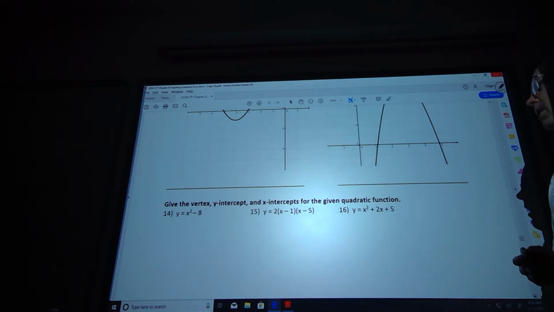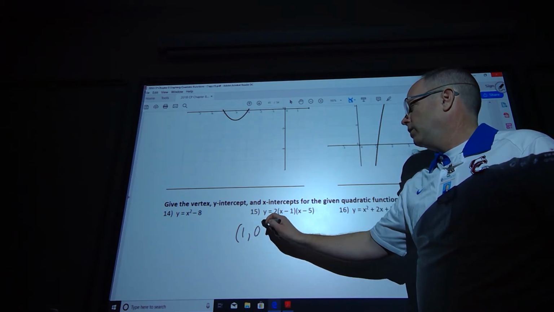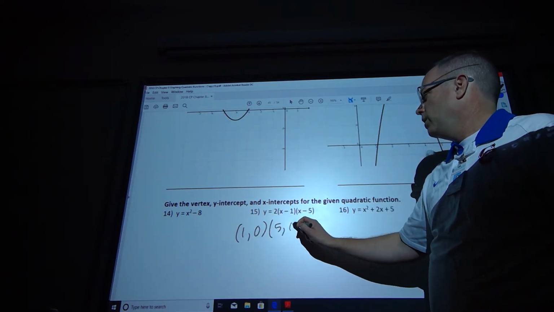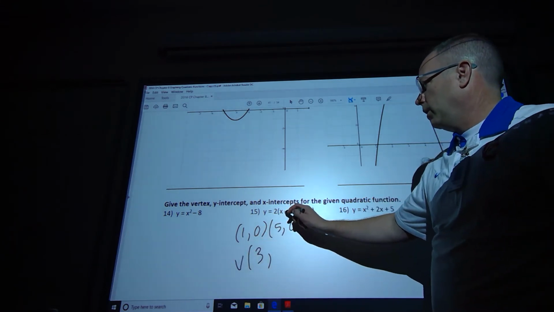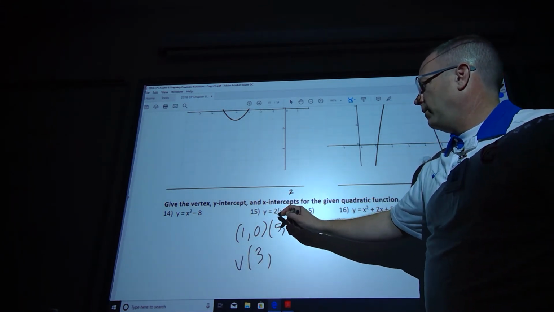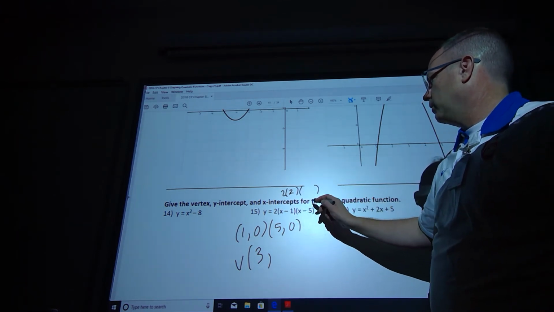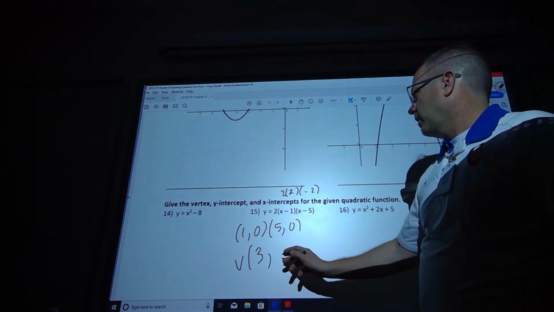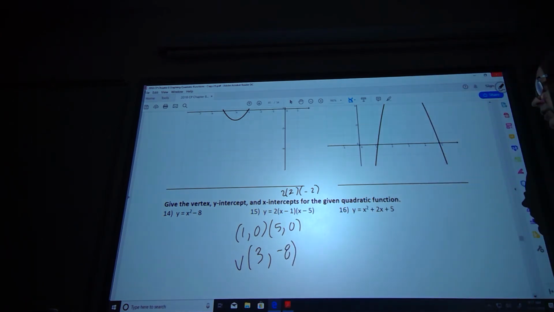Let's see, give the vertex. All right, so the vertex is going to be between 1, 0, and 5, 0. So halfway between those is going to be 3 for my vertex. Plug 3 in. 3 minus 1 is 2. I have the outside 2 to multiply that with. And then 3 minus 5 is negative 2. So it looks like I'm going to get to negative 8. The x-intercepts we have.